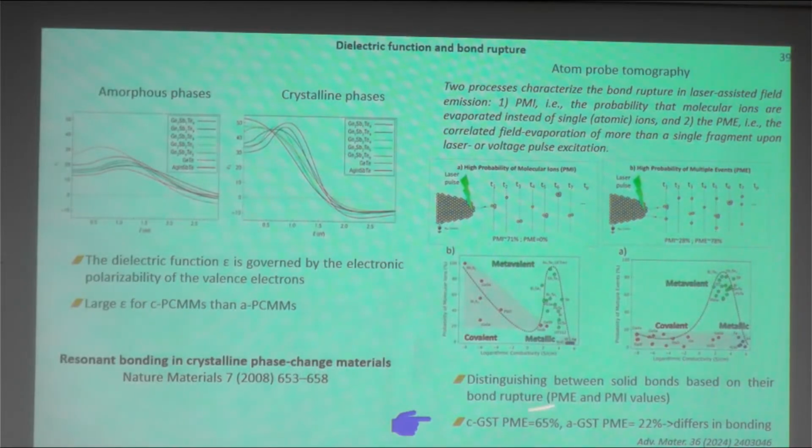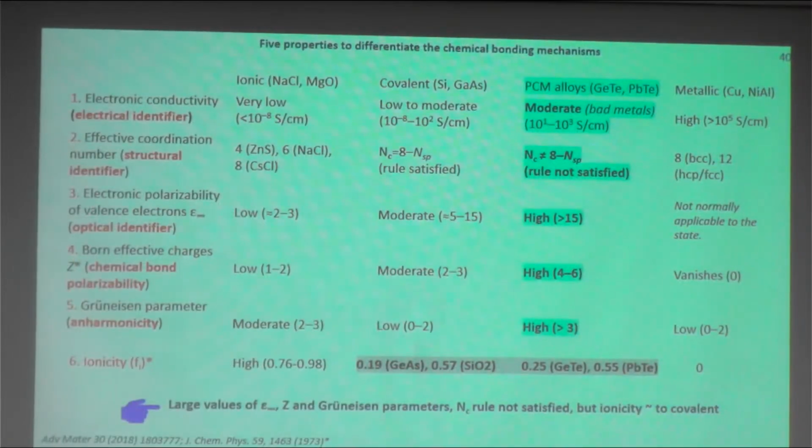So crystalline GST shows PMA of like 65%, and amorphous GST less, 22%. So there is a difference even between amorphous and crystalline material. So they are also differently bonded. Let us look at some properties, the main five properties to differentiate the chemical bonding mechanisms in solids.